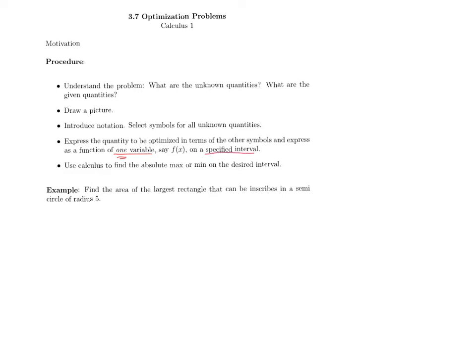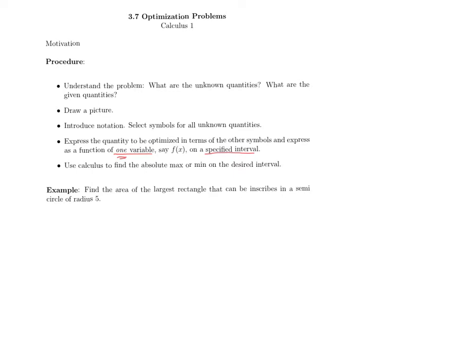For each and every optimization problem, you need to write down for me a specific function, tell me if you're going to maximize or minimize it, and give me the interval of interest. That is to say, we're turning it into one of these extreme value theorem problems we've previously encountered. Once we have that problem identified, then comes the old part. Use calculus to find the absolute max or min on that interval of interest.